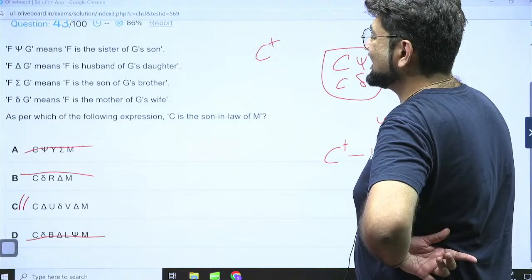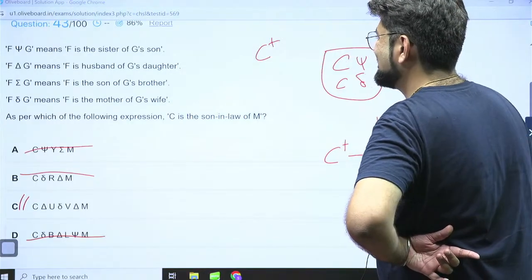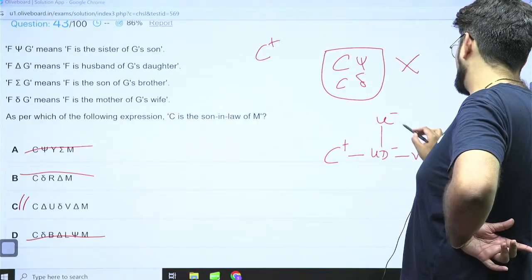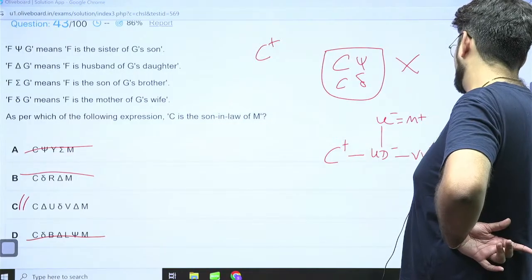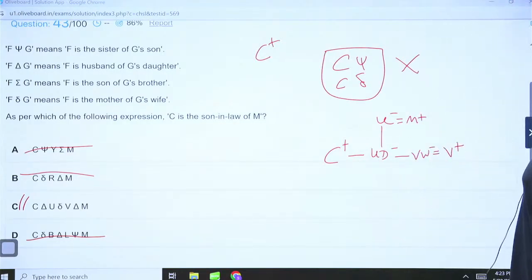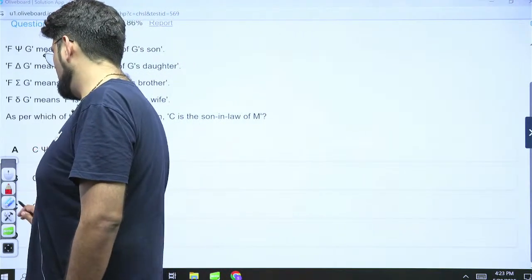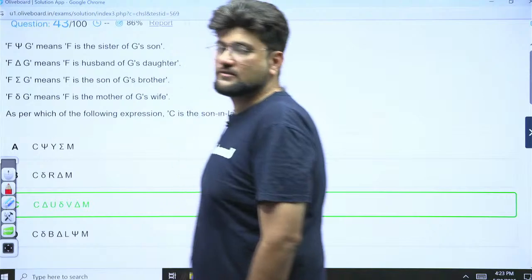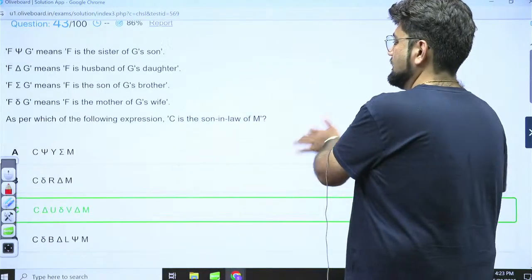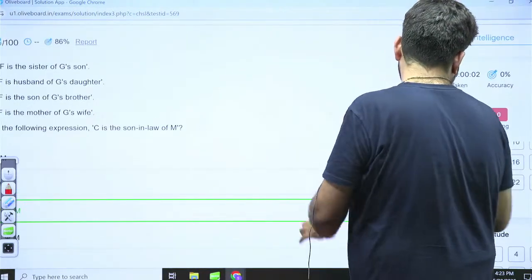And V delta M means again V is the husband of M's daughter. So V is the husband of M's daughter. So M will be the male here. That's how it is. Now the question is, C is the son-in-law of M. Yes, clearly visible in option C. So we didn't have to draw the tree, of course. In the examination, we were very lucky enough to eliminate 3 options and get the correct answer immediately. Okay. Next.